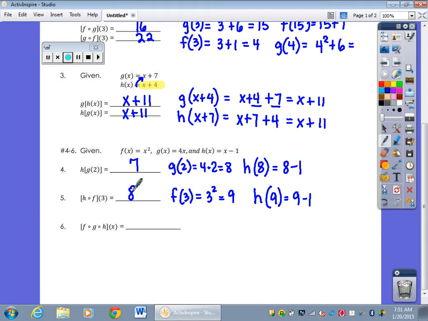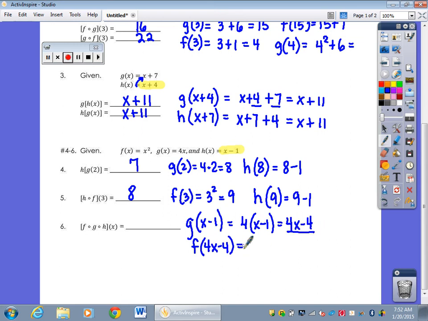So we're going to start off with g of h of x. So g of x minus 1, because h of x is x minus 1 up here. Okay, so g of x minus 1 is 4 times x minus 1, which is equal to 4x minus 4. So we have g of h of x. Now we have to do f of g of h of x. So we have to do f of 4x minus 4, which is the answer we just got here.